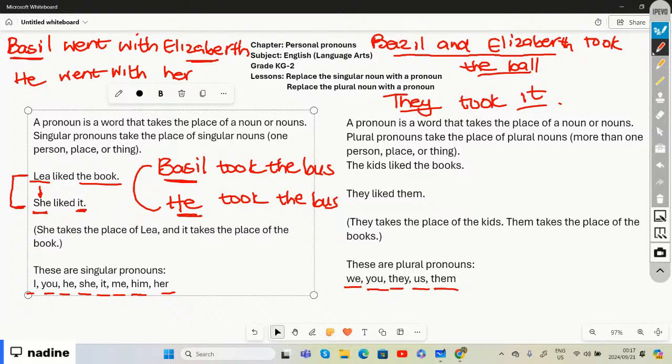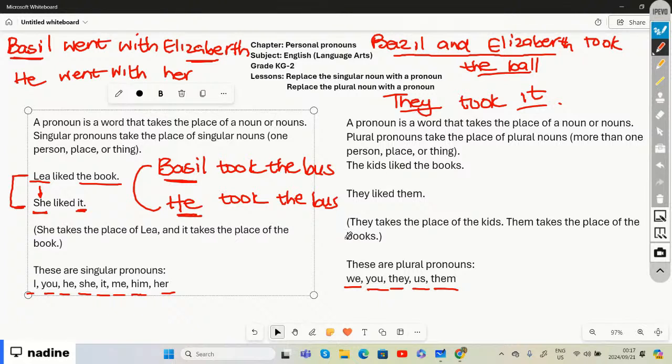We can say them. Let's say, for example, it's you and another person, and maybe you want to say that me and Nadine are going to the mall. Then you can say we are going to the mall. So the we refers to me and Nadine, right? So that is basically how we replace a noun with a pronoun, and that is why we say a pronoun takes the place of a noun.